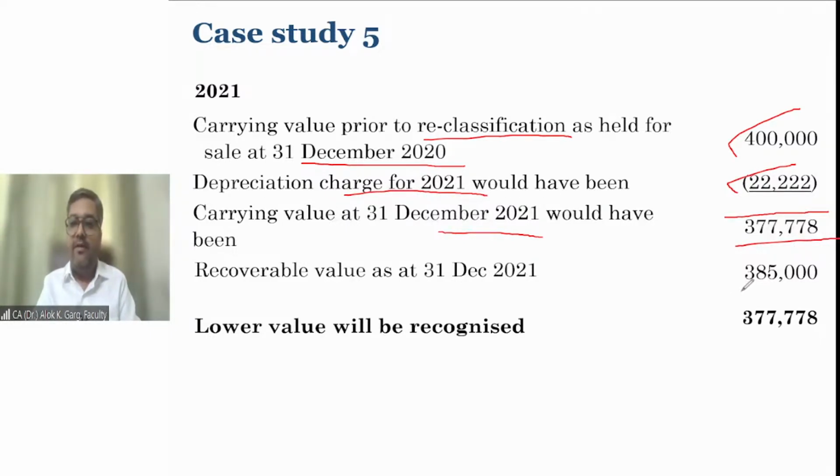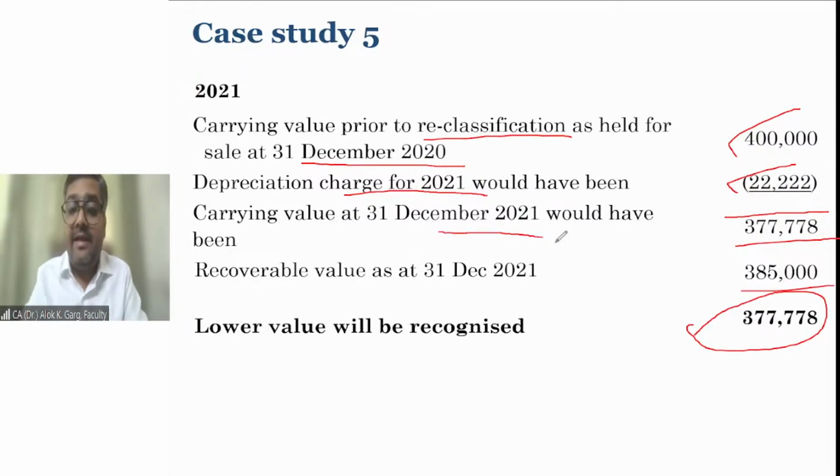What is the recoverable value? It is 3,85,000. Which is lower? The lower is 377,778. So PPE has to be debited by 377,778 and NCHFS needs to be credited by 390. The differential of 12,222 will go to where? It will go to impairment loss, right?